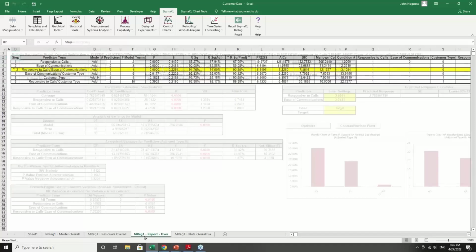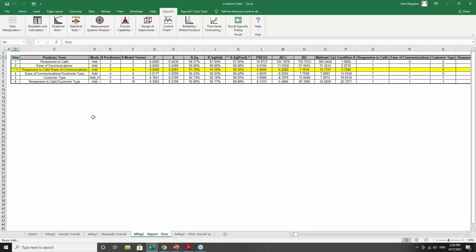But now what I want to look at is the actual report. So this is my stepwise report. So what it did was it started with the first term that went into the model, responsive to calls. That was added. So I have one predictor, but 2 model terms because you have the responsive to calls plus the constant. R-square, 68.3%. R-square adjusted, 67.9. R-square predicted, 67. And you have your AICC and so on. And then the condition number, of course, condition number 1 is very good. Remember, condition number greater than 100 is problematic.